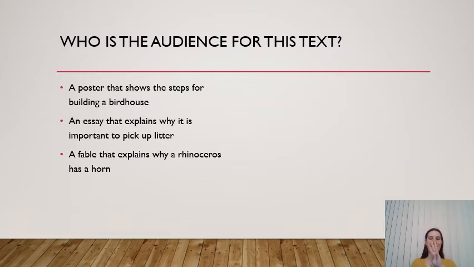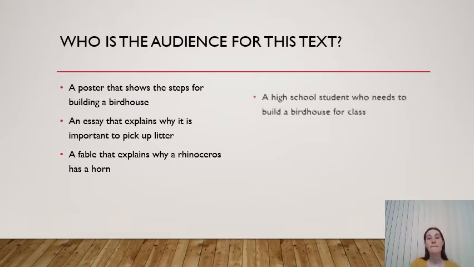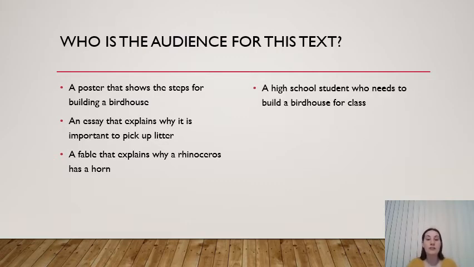Okay, those are some great ideas of who the audiences are. Here's what I thought the audiences are. Now, this doesn't necessarily mean your answer is wrong. This is just what I thought of as examples for these audiences. So, a poster that shows the steps for building a birdhouse: I thought maybe a high school student who needs to build a birdhouse for a class.